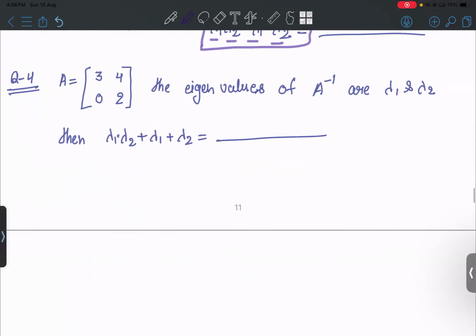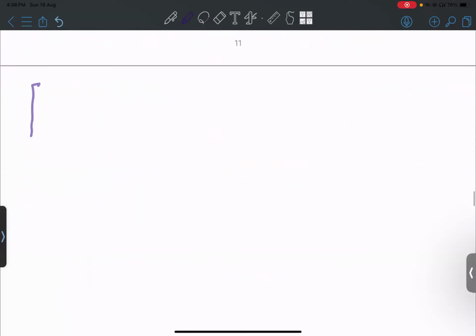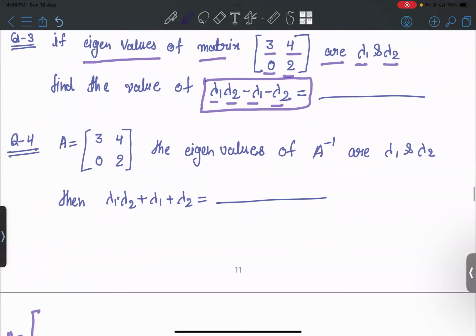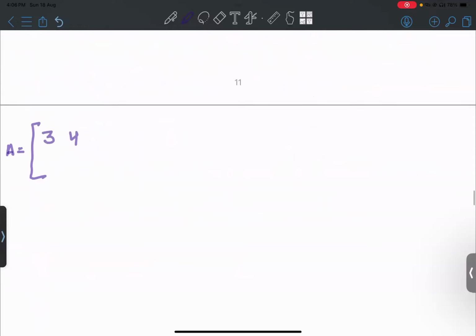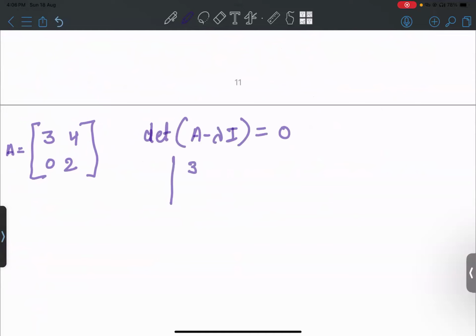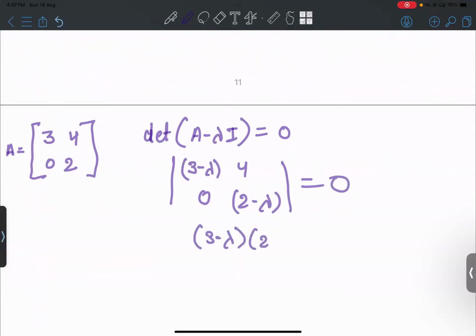So what is my matrix? The square matrix A is 3, 4, 0, 2. What will be my characteristic equation? The determinant of A minus lambda I will be equal to 0. If I write here 3 minus lambda, 4, 0, 2 minus lambda, equal to 0, from here it will lead to (3 minus lambda)(2 minus lambda) minus 0 equal to 0.